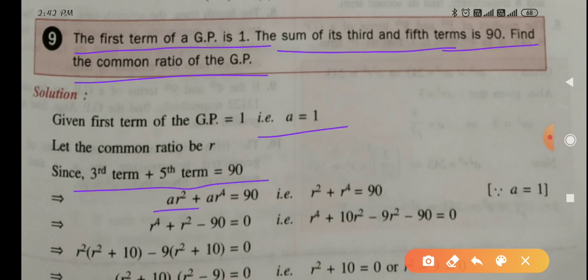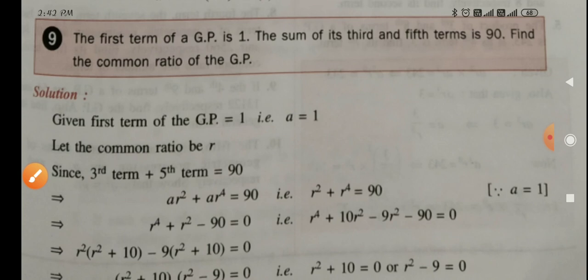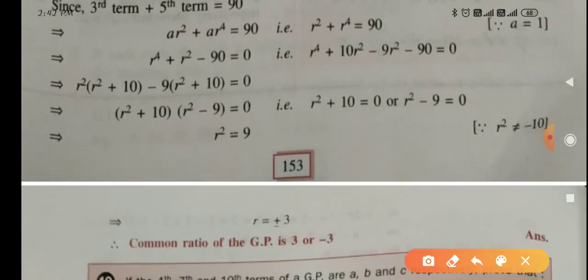Third term is a r square, you know, fifth term is a r to the power 4. Value of a you can put 1. So r square plus r to the power 4 equals 90 you will get. And you can take all the terms in LHS. So it will become r to the power 4 plus r square minus 90 equals 0. So like a quadratic equation you can factorize this. Factors of 90: 10 nines are 90, and 10 minus 9 is 1. So you can write r to the power 4 plus 10 r square minus 9 r square minus 90 equals 0.